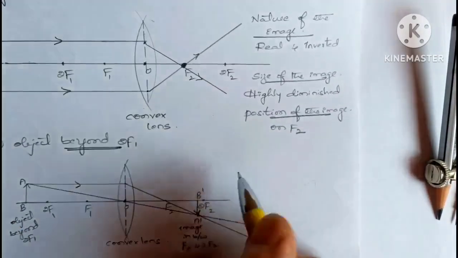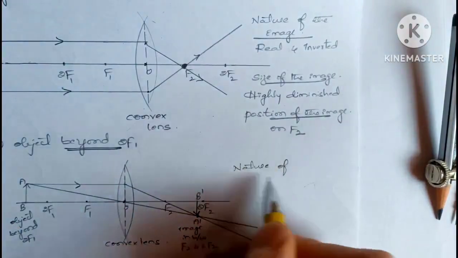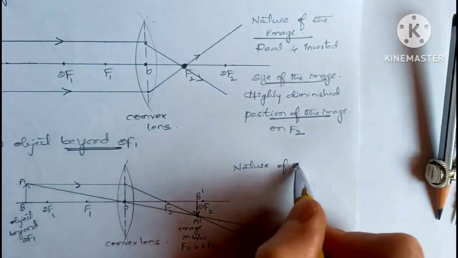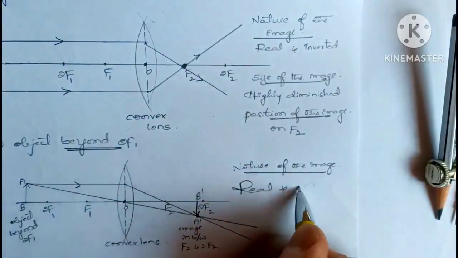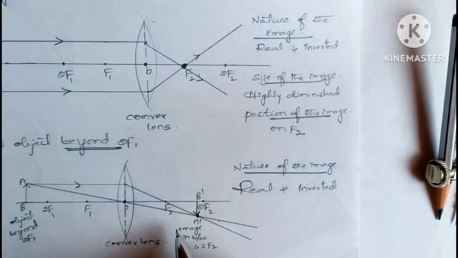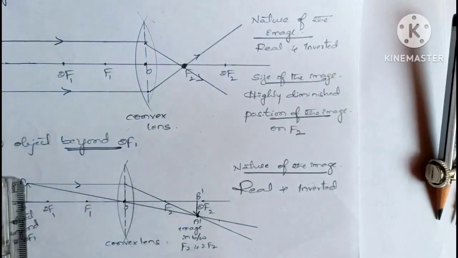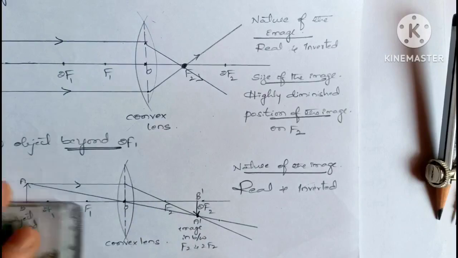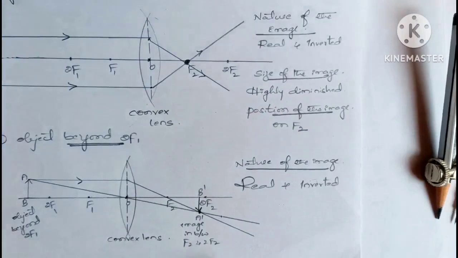So nature of the image you must write, as I have told you, the first 5 constructions have real and inverted. So what is the nature of the image? Real and inverted. And now size of the image, you see the size of the image is slightly lesser than this. Even you can measure. See, here 1 centimeter around is there, approximately 1 centimeter, and this is lesser than 1 centimeter. Even you can check and verify.